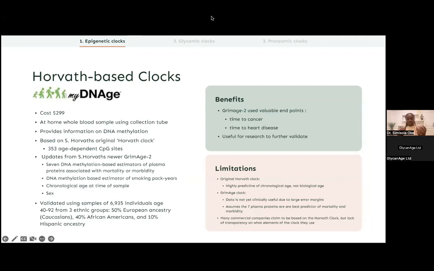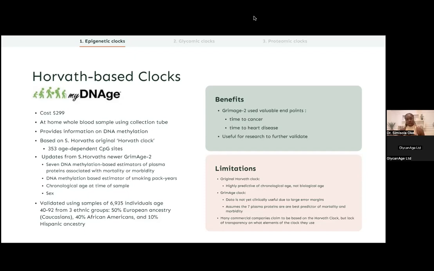Steve Horvath is considered to be almost like the father of epigenetics. He did a huge amount of research initially and was one of the people that created one of those initial first generation clocks, which were very, very good at measuring chronological age. But then there were questions about whether it was good at measuring biological age, which is of course different. So there are many companies that provide Horvath-based clocks. MyDNAge is one of them, and their test costs about $299.